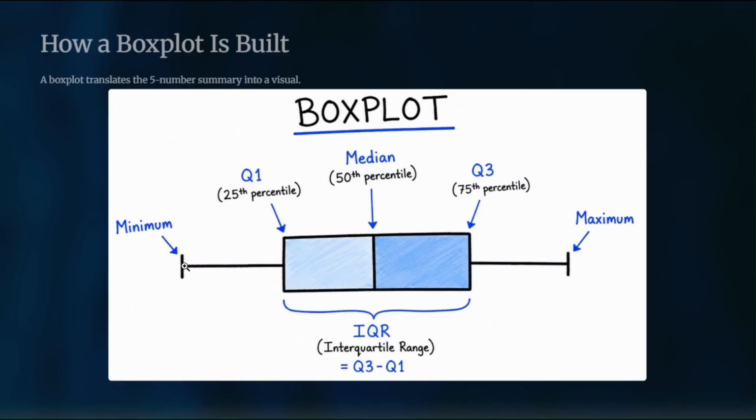The left whisker represents the minimum. The left edge of the box represents the first quartile. The line in the middle of the box represents the median. The right edge of the box represents Q3, the third quartile. And finally, the right whisker represents the maximum. Every part of the box plot maps directly to one of the 5 summary numbers, making it a complete visual snapshot of your data spread.